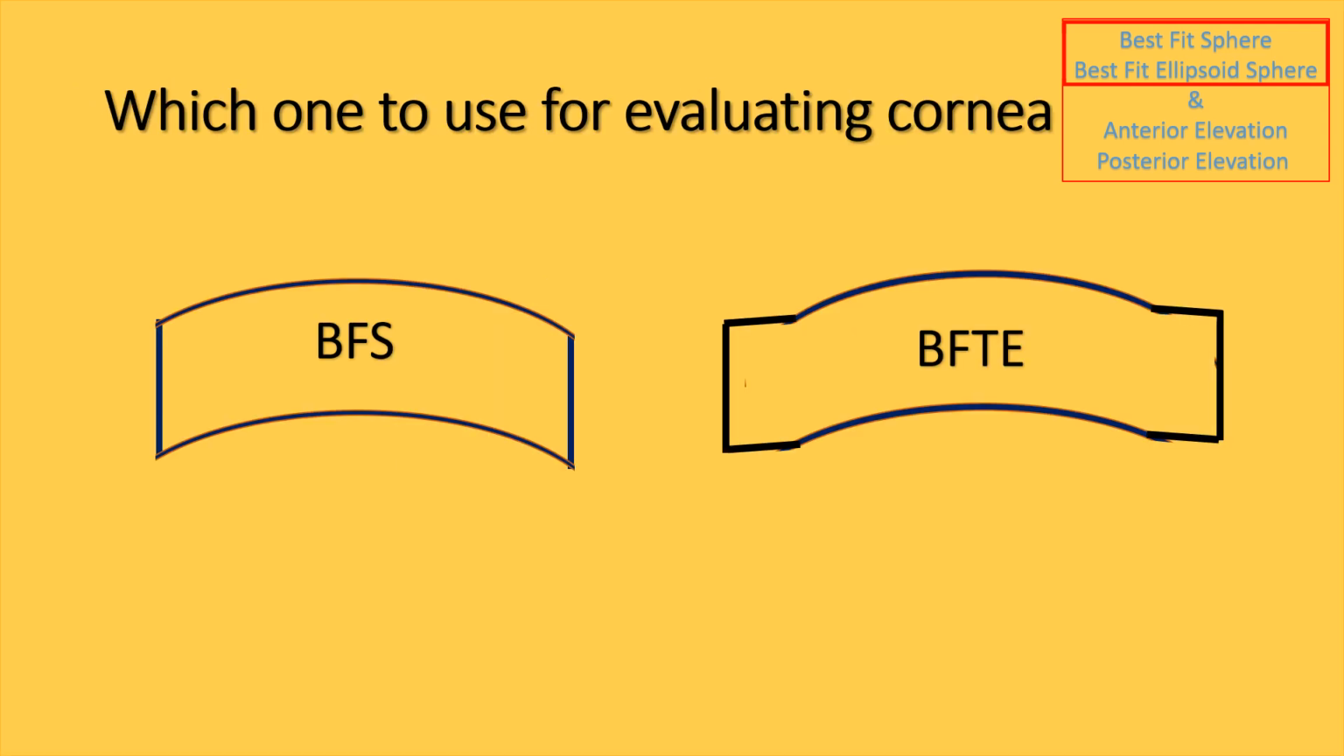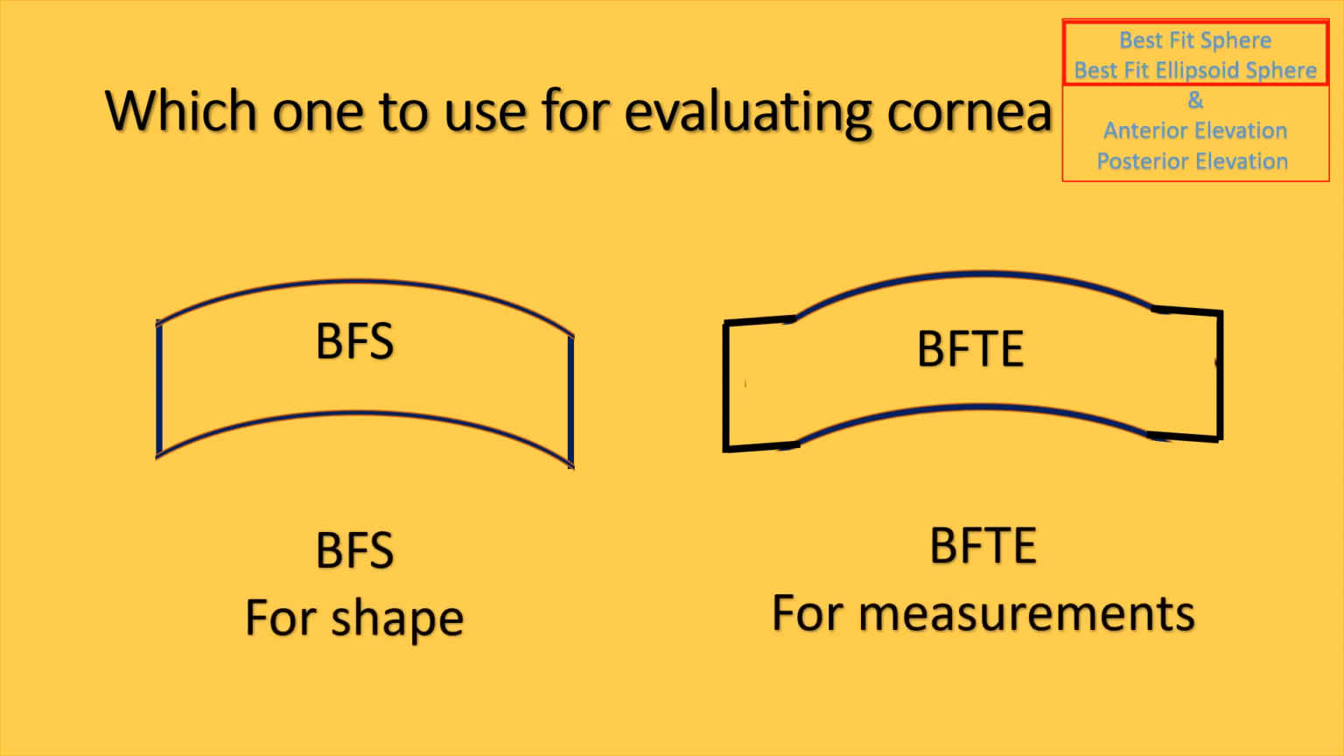Now the question is, which one to use for evaluating the cornea, a best fit sphere or a best fit toric ellipsoid? Actually, both of them are used. The best fit sphere is used for detecting the shape of the cornea or irregularities in the shape, and the best fit toric ellipsoid is for the measurements of the local elevations. So both of them are used.